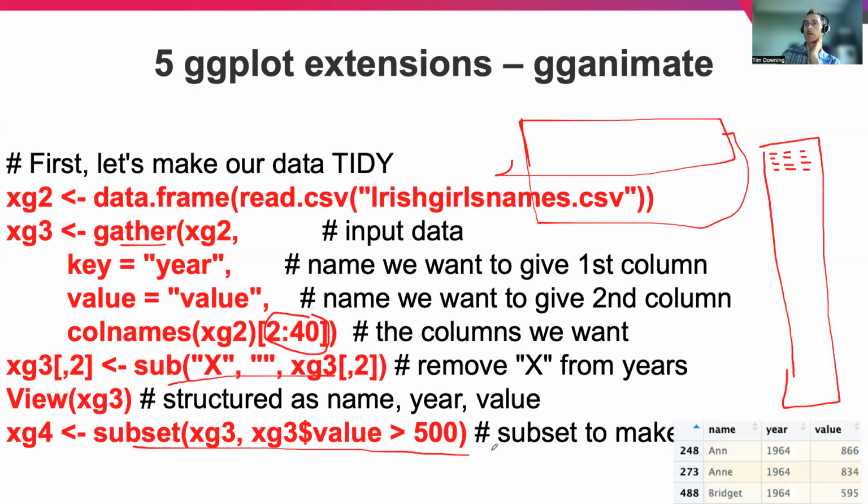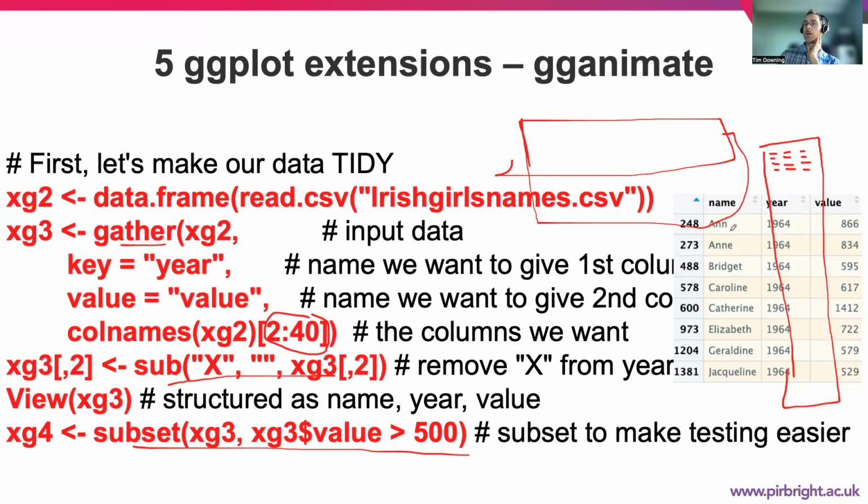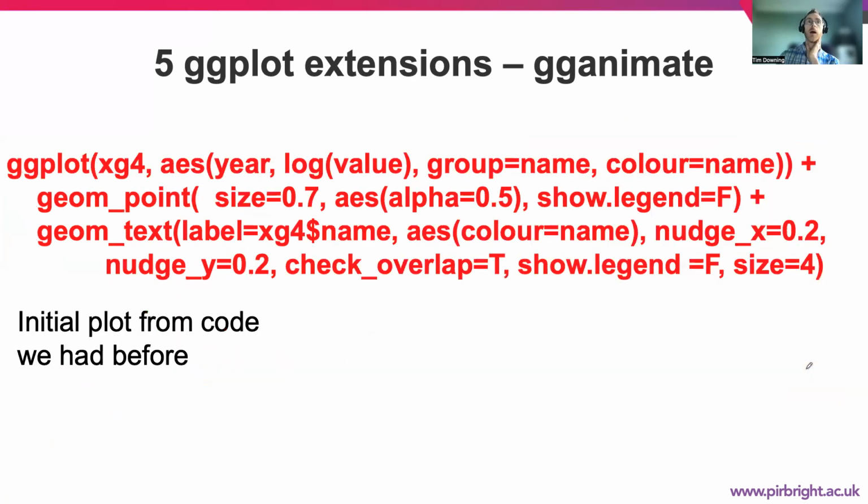So when we do that, we'll get this kind of graph. So you see Anne 1964, 866, and so on for all the different values. So we can take the same structure we had before. ggplot looks at the x and y, plotting year versus the log value. We have the geom point. Then we add geom text. So that's taking the names in our table. It's coloring by the name. That's nudging them so that the names are not directly beside the points necessarily. Checking for overlap where possible, and we can scale the size as well.